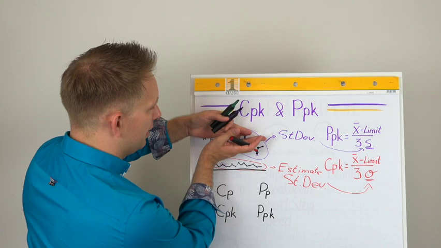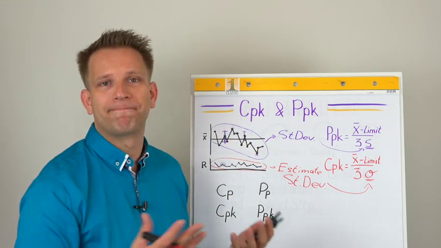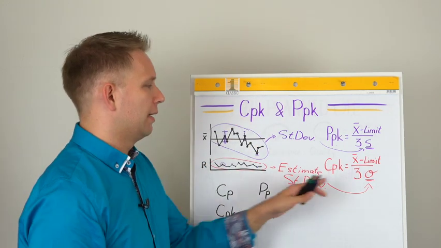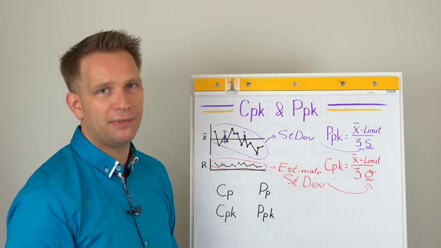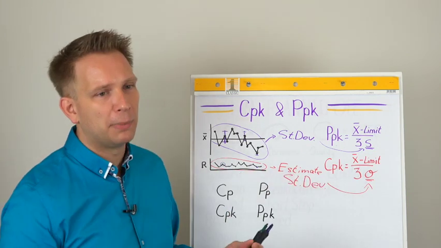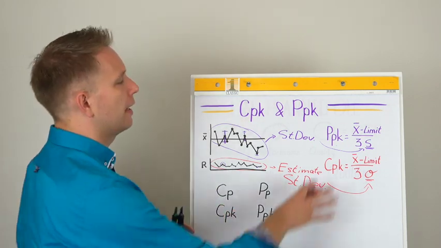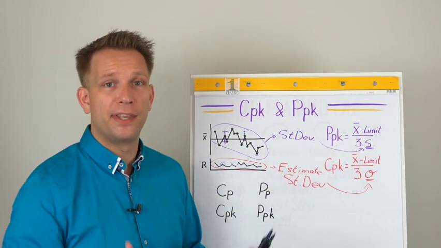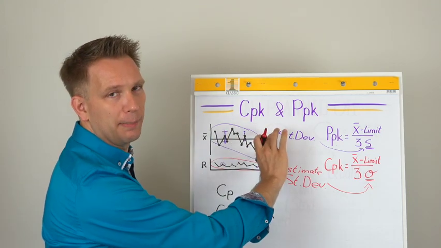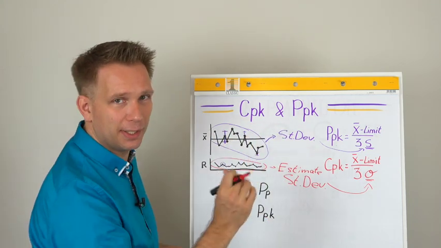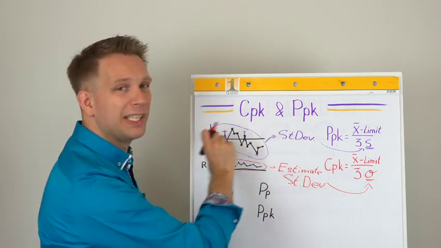Now, when they are nicely centered, it's basically the same. There is some correction factor in this estimation of the standard deviation to account for this, but in general, what you see, if Ppk and Cpk are the same, it means that your process is behaving nicely. It doesn't mean that it is centered, but at least it is pretty stable.